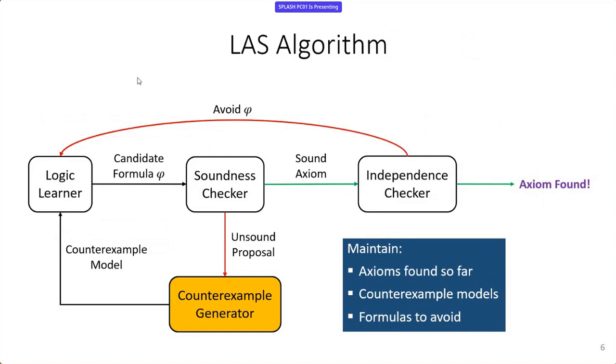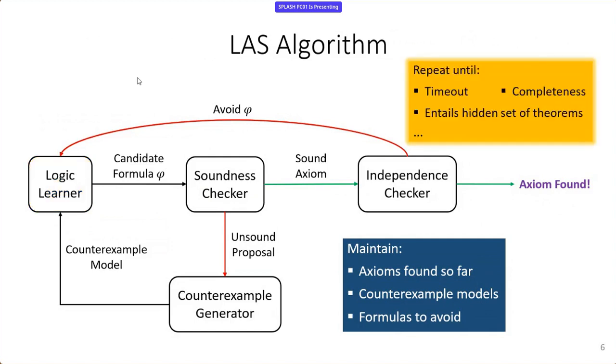And we add this model to a set of counterexamples that we maintain and ask the learner to give us another candidate. Now, if the independence check fails, then we simply say that we want to avoid this formula. To do this, we maintain a set of formulas to avoid. The logic learner then always proposes a candidate that satisfies all the counterexamples that is also not any of the formulas in the avoided set. That's really what the logic learner does. We repeat this procedure until we're satisfied.